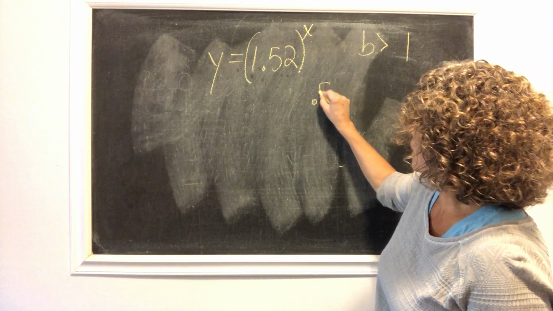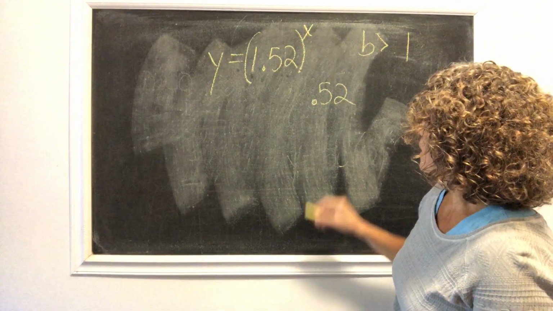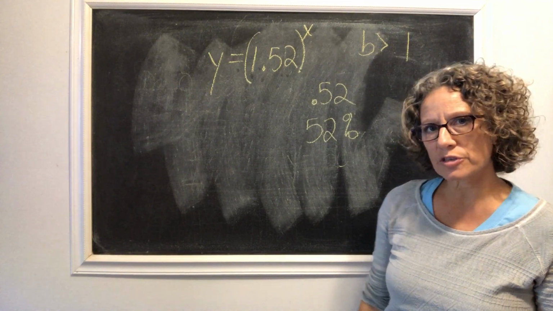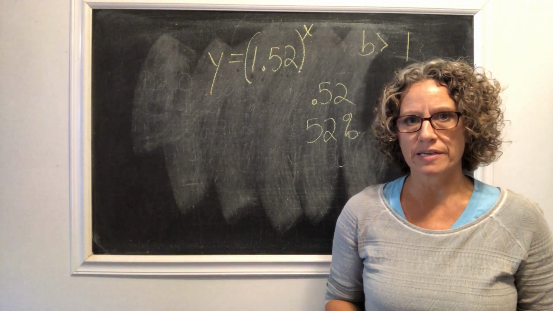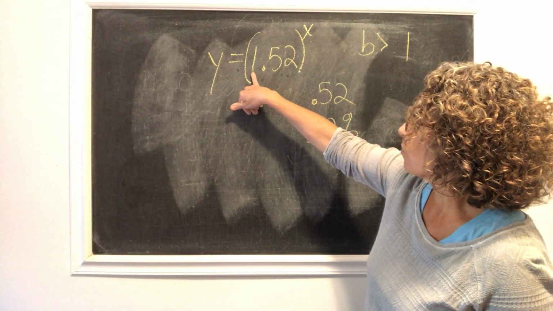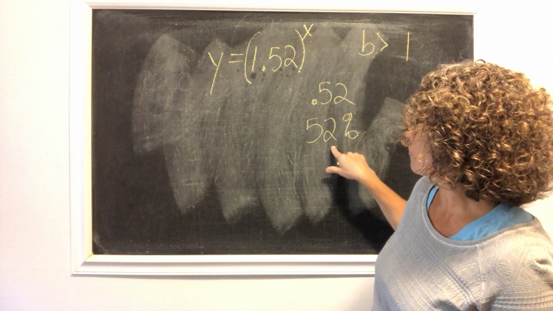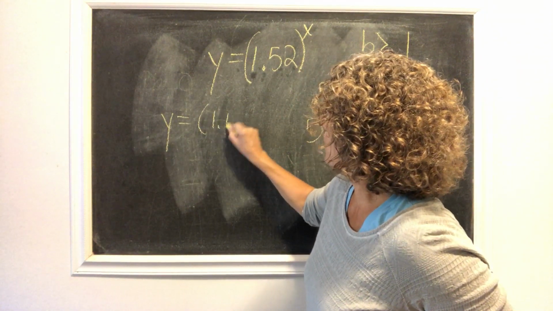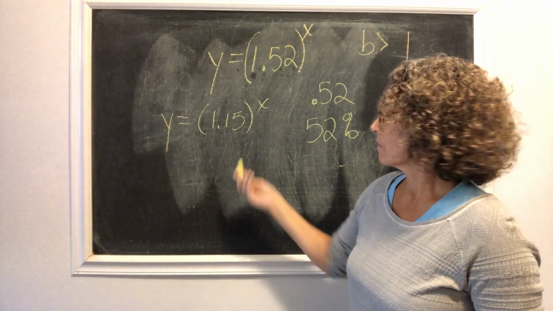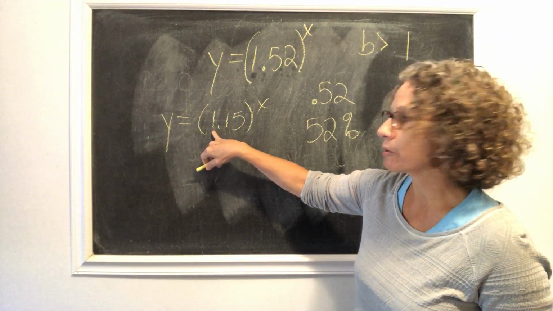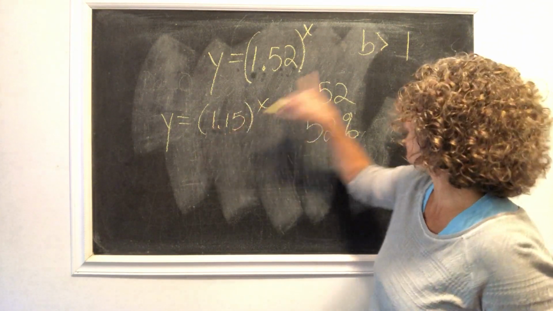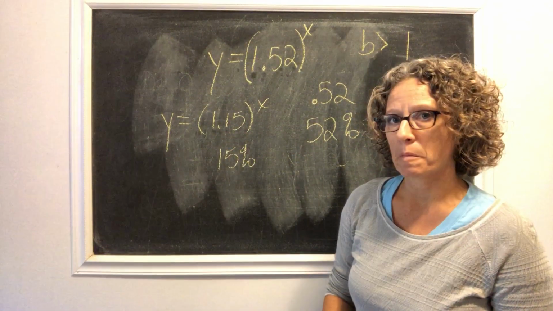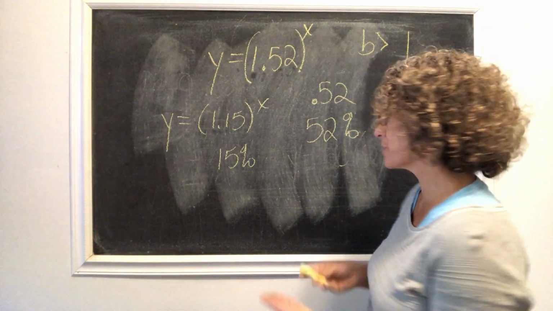So you take the 0.52, and we think of that as growing by 52%. So sometimes the question will say, by what percent has it grown? And you know, 1.52, it would have grown by 52%. So if I see y equals 1.15 to the x, how much has that grown? Well, we know it's growing because it starts with a 1 point, so it's greater than 1, indicating growth, 15% growth.